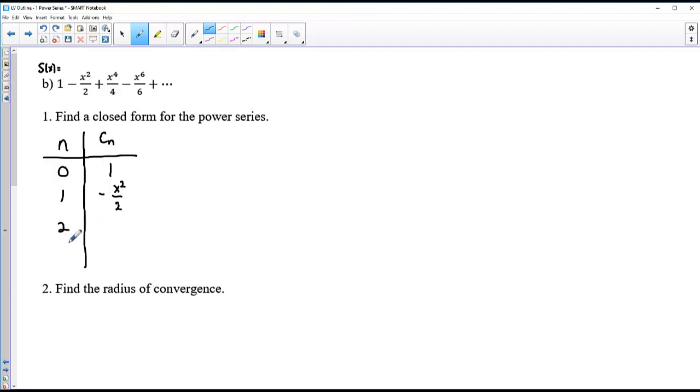Then I plug in 2, and I get out plus x to the 4th divided by 4. If I plug in 3, I get out that last term they give me, so negative x to the 6th divided by 6. The question then is what happens when you plug in n? We basically want to know what's going to happen here. You look for a pattern. I noticed if this is 1, this is 2. If this is 2, this is 4. If this is 3, this is 6. The bottom seems to have some sort of pattern to it, but I'm going to draw a line here.